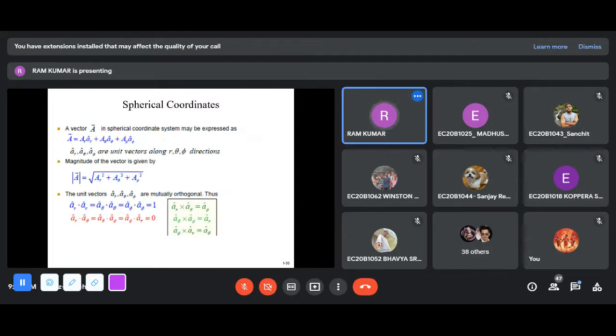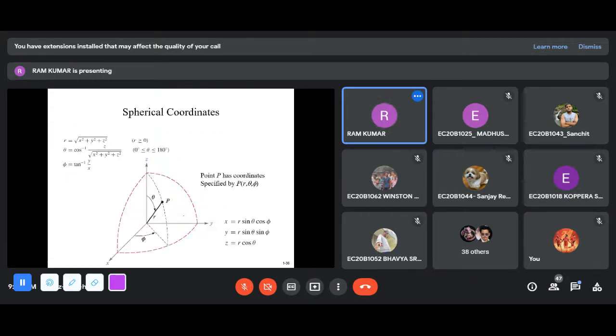Again, the dot product of the spherical coordinate unit vectors a r, a theta, a phi is 1. Similarly, the cross product. Here again is the conversion from Cartesian to spherical. R is equal to this formula. It has phi. Similarly, the conversion from the spherical coordinate system to the Cartesian coordinate system.